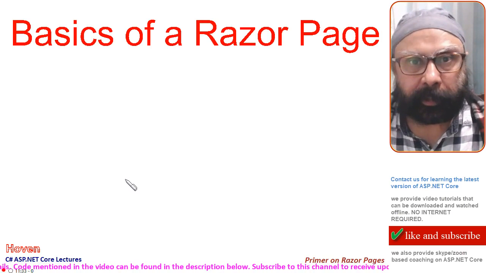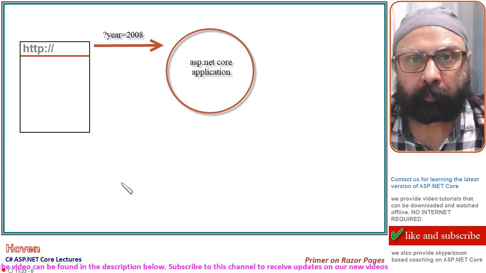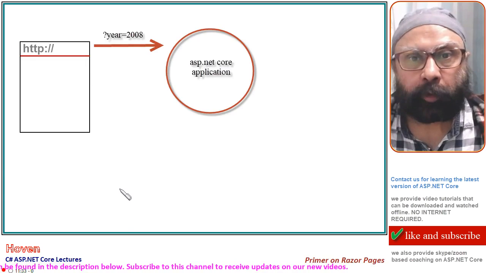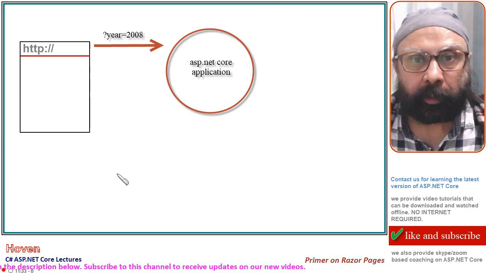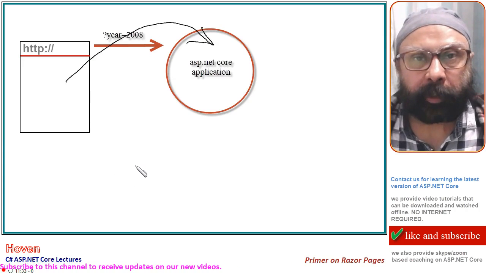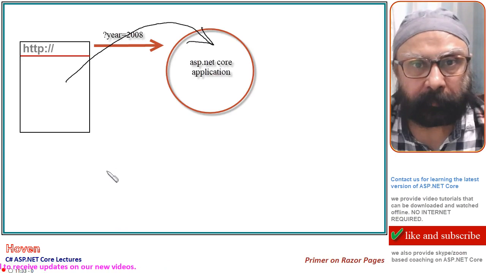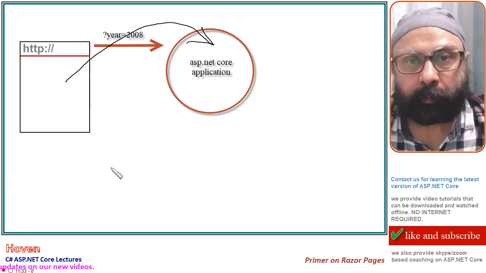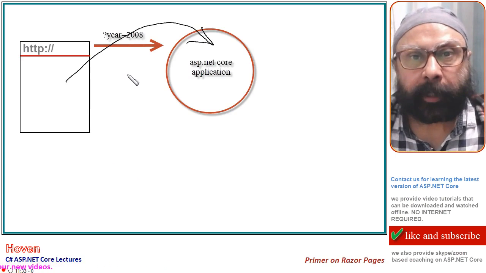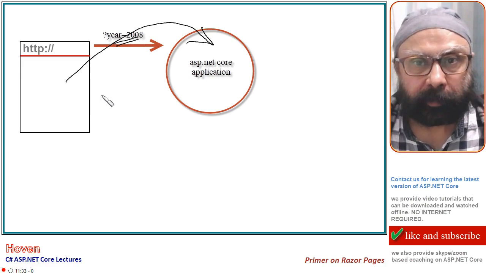Let us understand the basics of a razor page. Suppose a remote client has sent a request to your application. This is a request that is coming from a remote client to your ASP.NET Core application. Let us also suppose that the remote client has sent a year as a query string parameter.